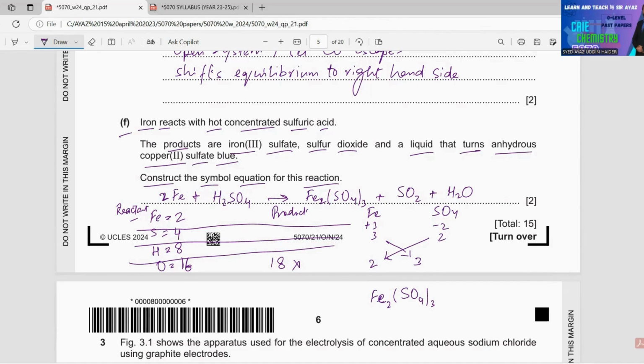What if I write 5 H2SO4? So 5 fours are 20 for oxygen on the reactant side. On the product side, 3 fours are 12, 12 plus 2 is 14, 14 plus 5 is 19. Again, it's not balanced. Okay, let's try with the number 6 here.